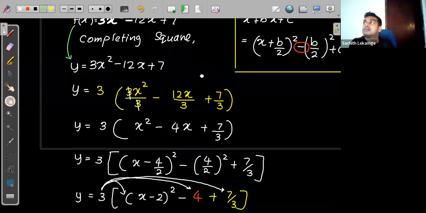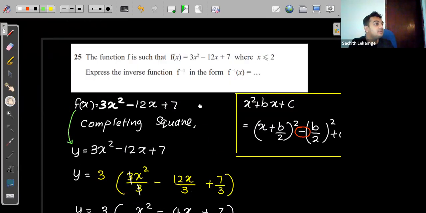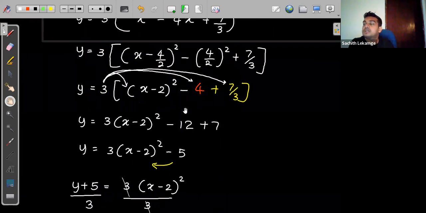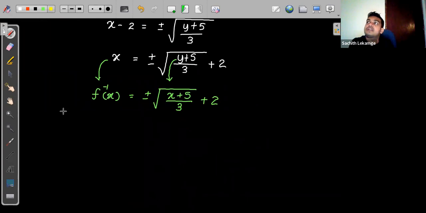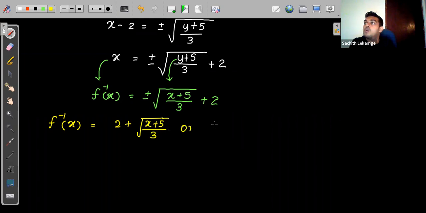If you go back, they say x is smaller than or equal to 2. The x value is smaller than or equal to 2. If you check these two, let me split it like this. F inverse x equals, I'll take 2 to the front, 2 plus the square root of x plus 5 over 3, or f inverse x equals 2 minus the square root of x plus 5 over 3. I can split it like this.